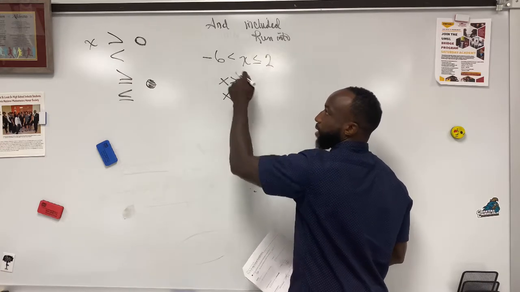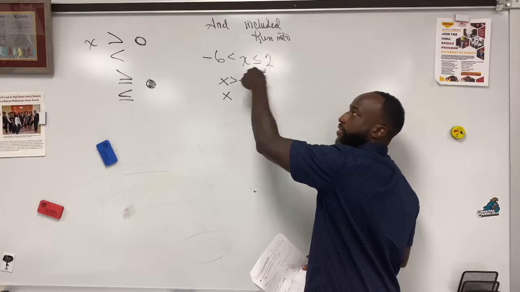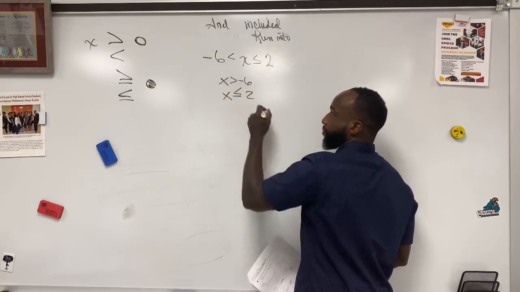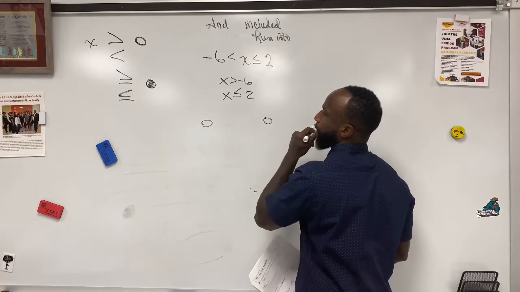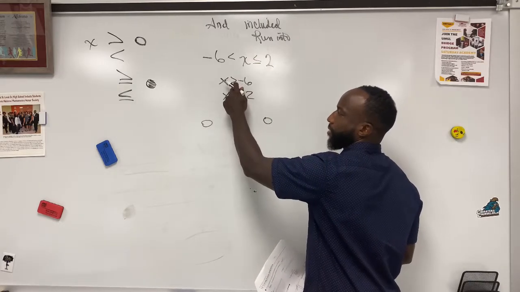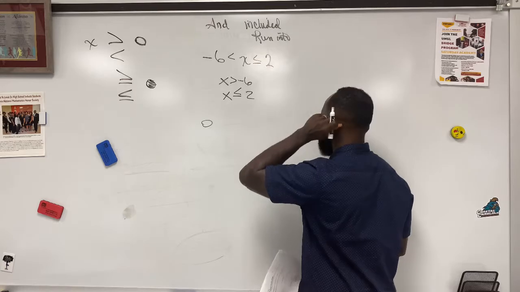So we got x is greater than -6, and then we have this one, x is less than or equal to 2. All right, let's graph it. Open, open. All right, greater than -6. So let's graph the first one. X is greater than -6.